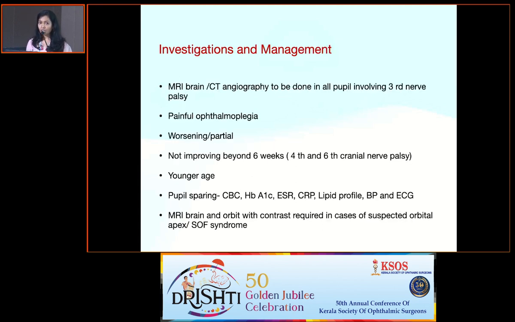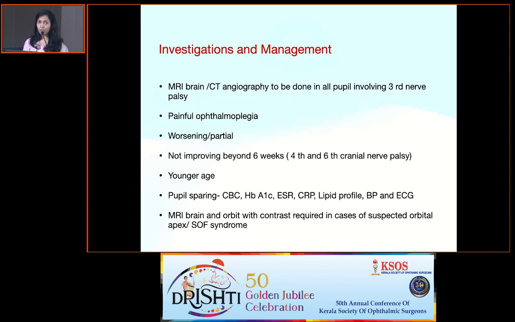So how do we manage? These patients should undergo MRI brain and CT angiography, especially if it's a pupil-involving third nerve, a painful ophthalmoplegia, or worsening cranial nerve palsy, partial or not improving. If it is pupil sparing, or if it is fourth nerve or sixth nerve, you want to observe, and investigate if it is not improving beyond 6 weeks or in a younger age of the patient. An MRI orbit should be included if you are suspecting orbital apex or superior orbital fissure.